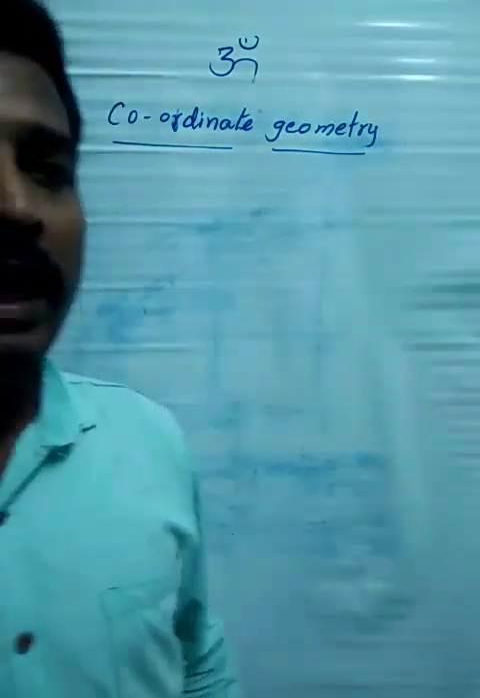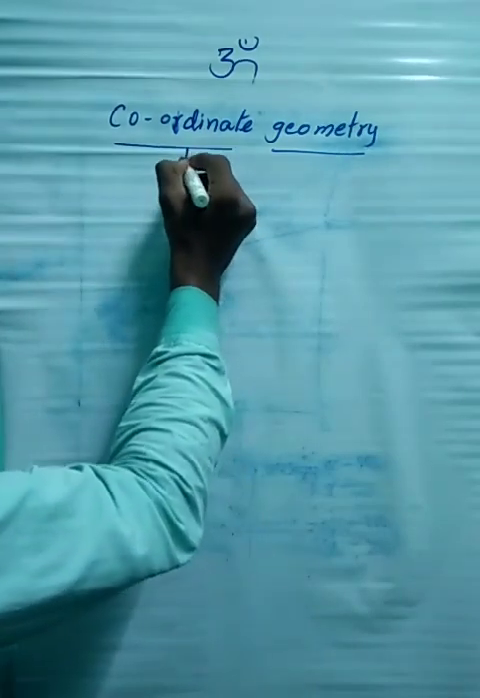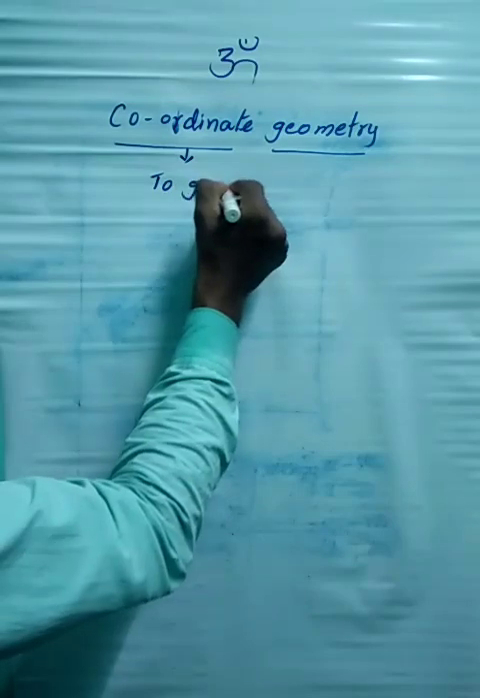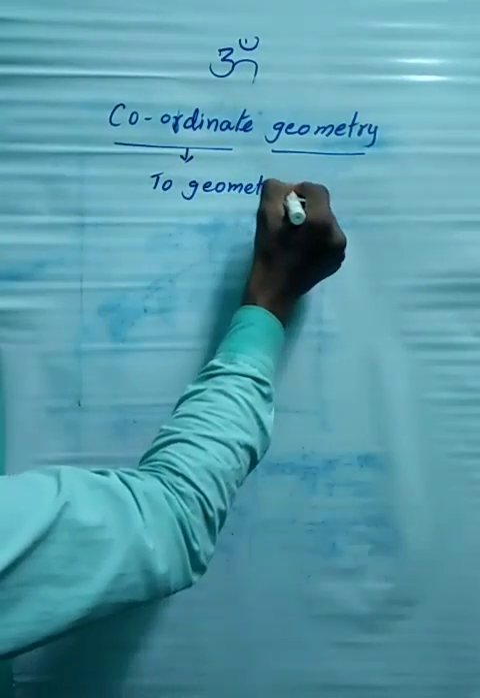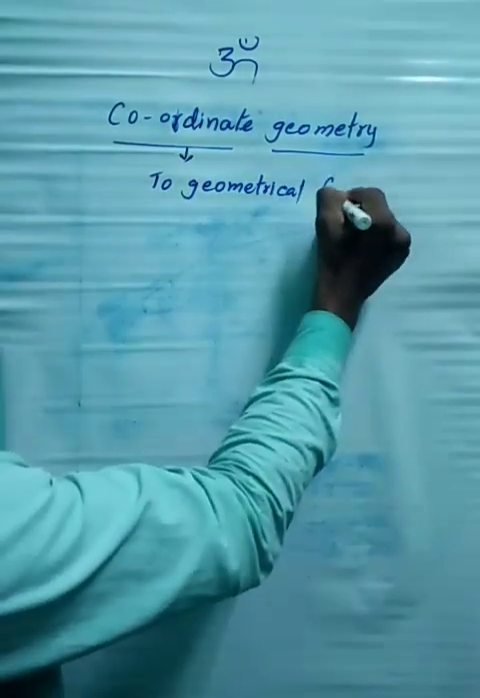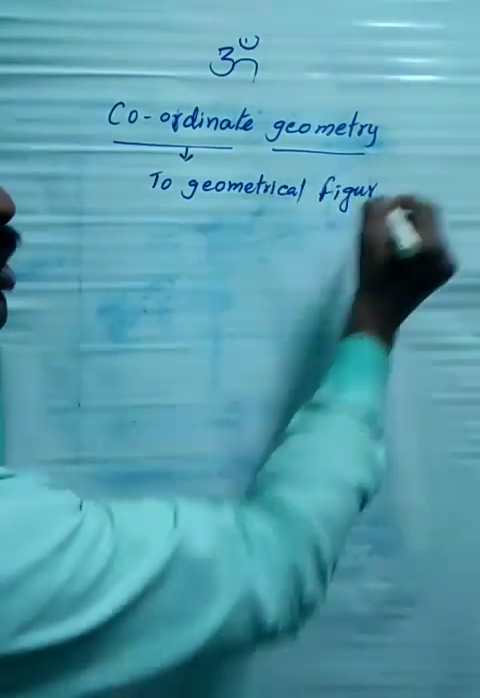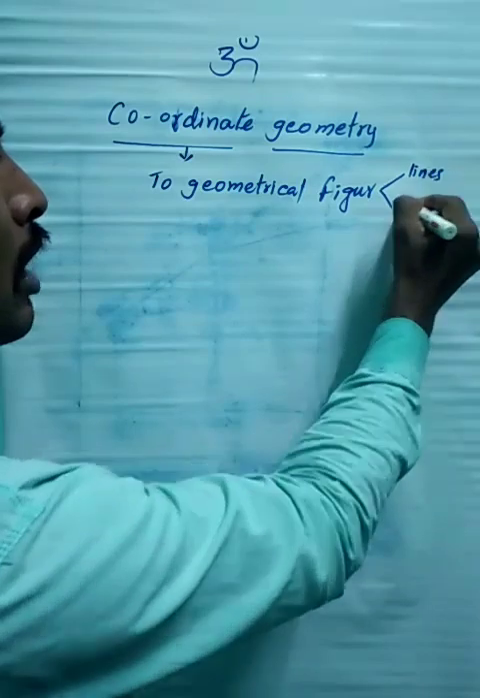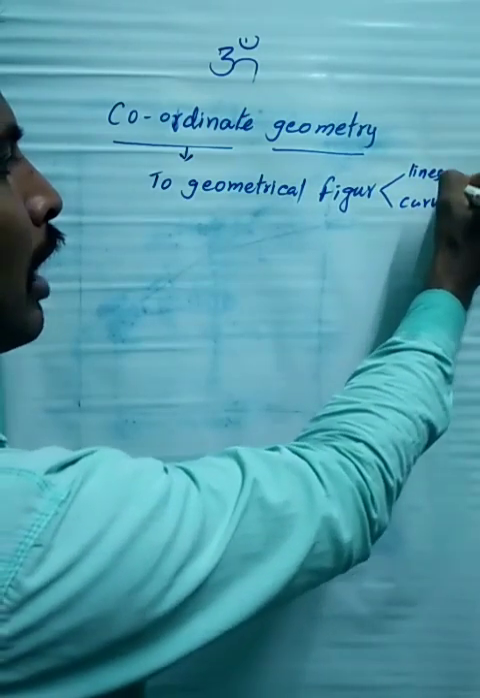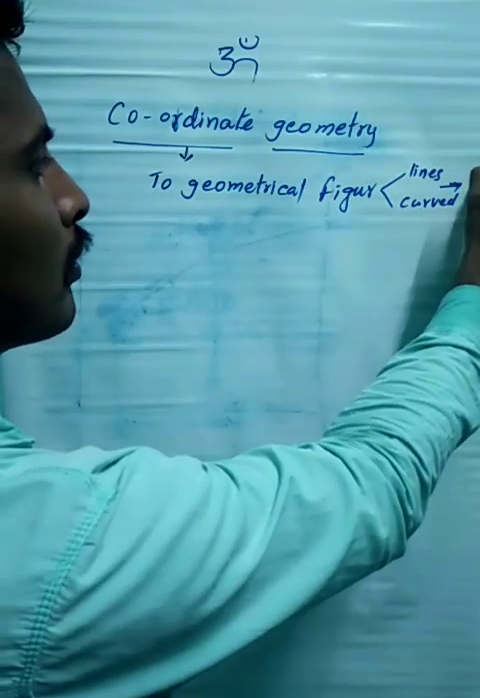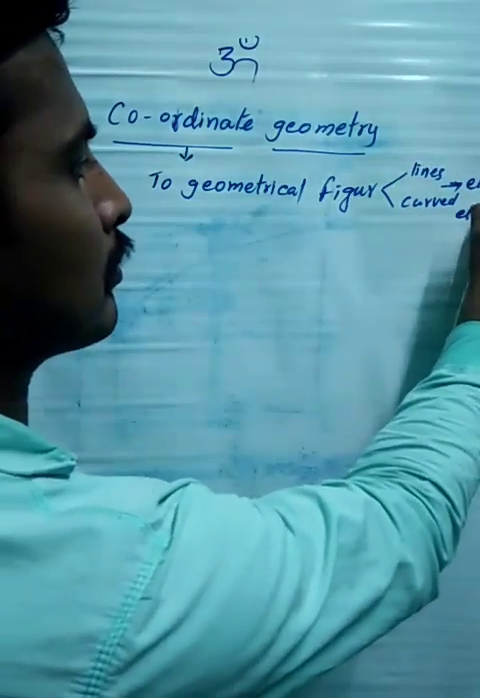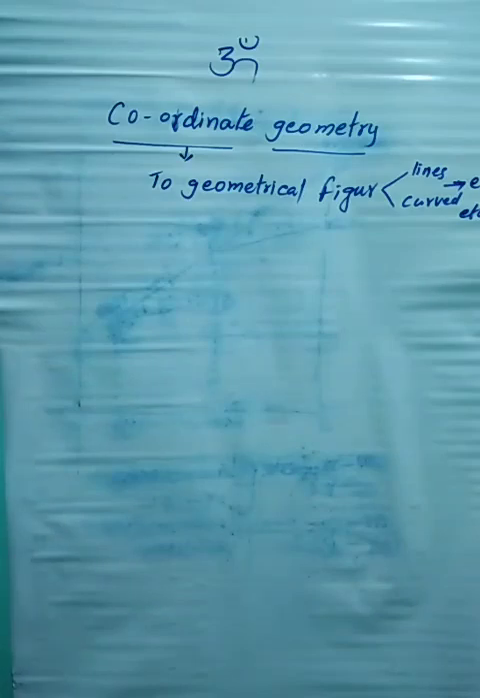First, coordinate geometry. What is coordinate geometry? Coordinate geometry is nothing but the study of geometrical figures. So what are geometrical figures? Geometrical figures are nothing but lines, curved lines, ellipses, circles, etc. And also the shapes of square, rectangle, rhombus, whatever it is.